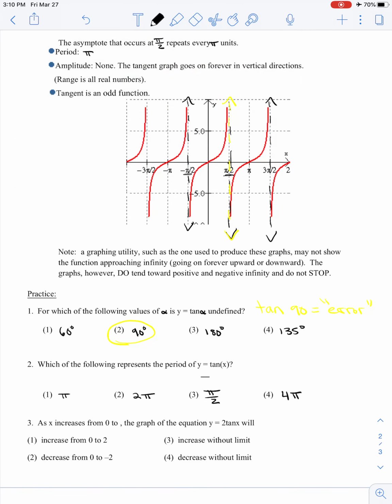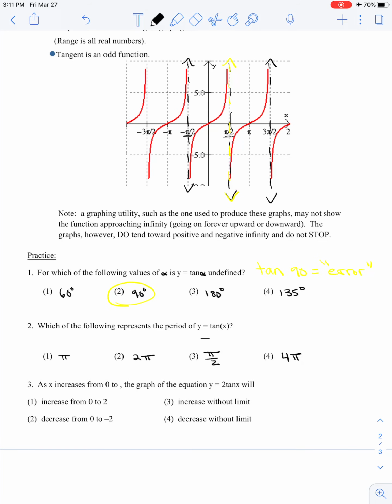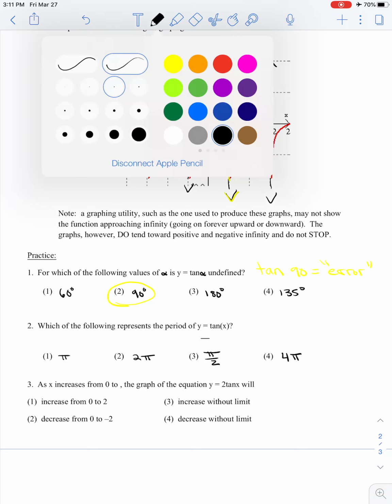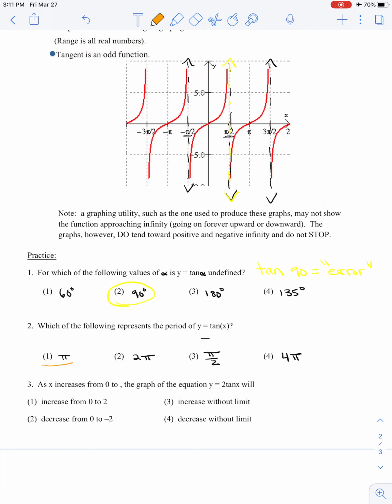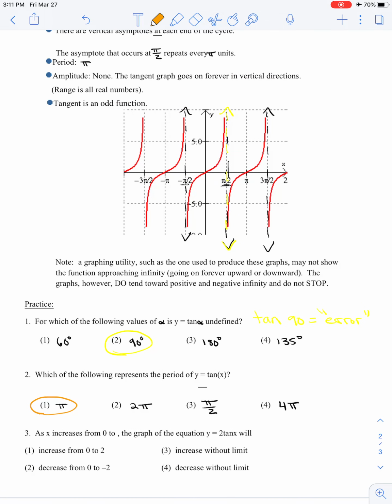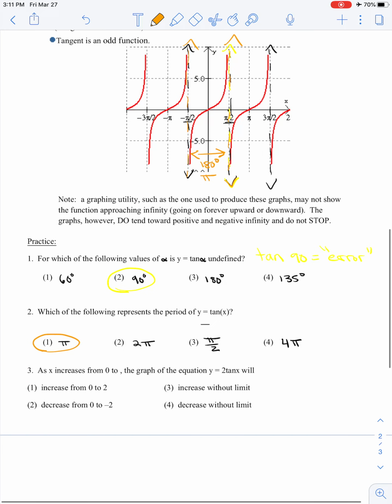Let's take a look at question number 2. Which of the following represents the period of tangent? So that means how long does it take to go through a complete cycle? The correct answer here would be pi radians. So if we look back up at our graph, to go through one complete cycle, I'm going to look from asymptote to asymptote. There's an asymptote at negative pi over 2, and there's an asymptote at pi over 2. So you're looking to see what this interval is, which would be a 180 degree interval. In radians, that would be represented as pi radians.